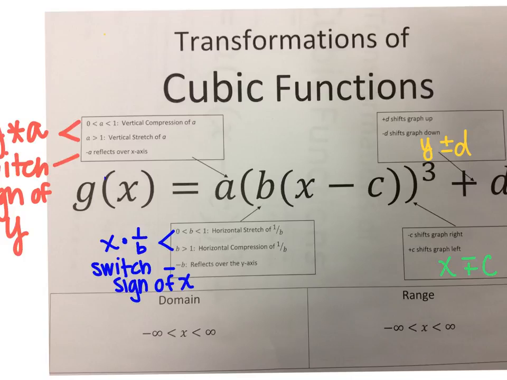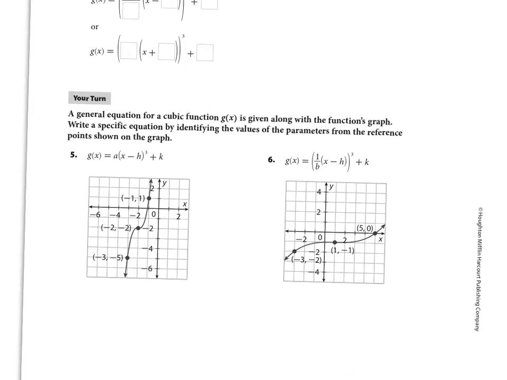So problem 6: a general equation for a cubic function g of x is given along with the function's graph. So here's our graph. Write a specific equation by identifying the values of the parameters from the reference point shown on the graph below. Basically, we're trying to figure out what's the equation of this cubic function. So they've given us our equation here that we're supposed to use to help us out. We're doing 6 because 6 is harder than 5, I can tell you that. So if you can figure out 6, you can easily figure out 5.